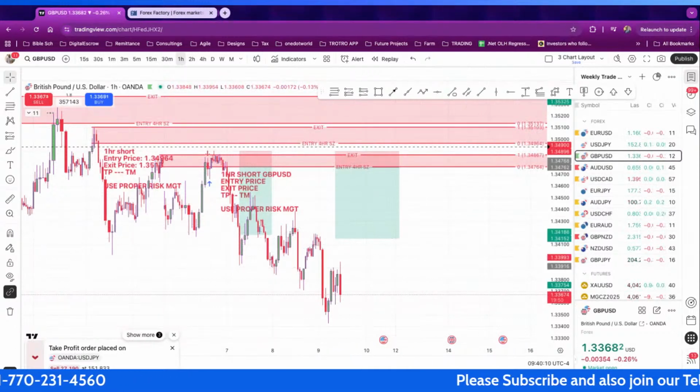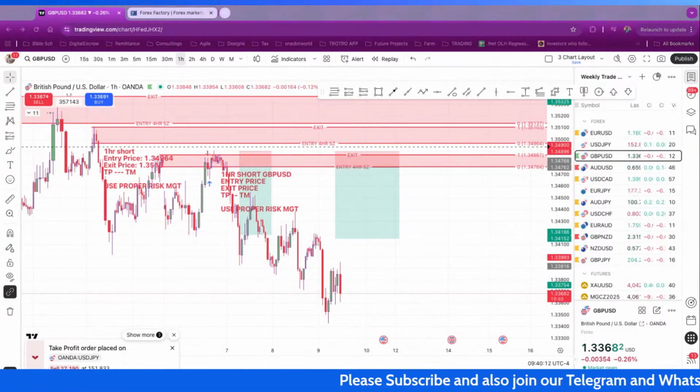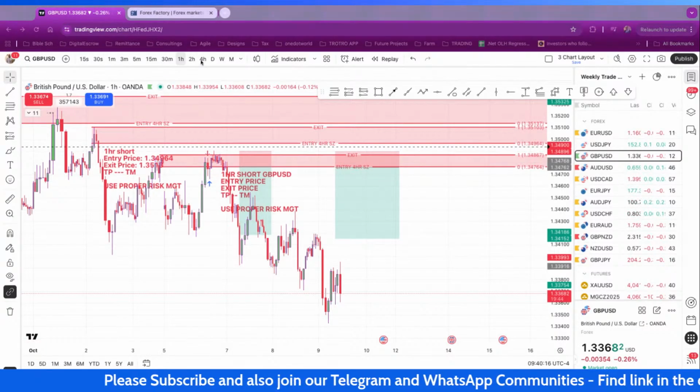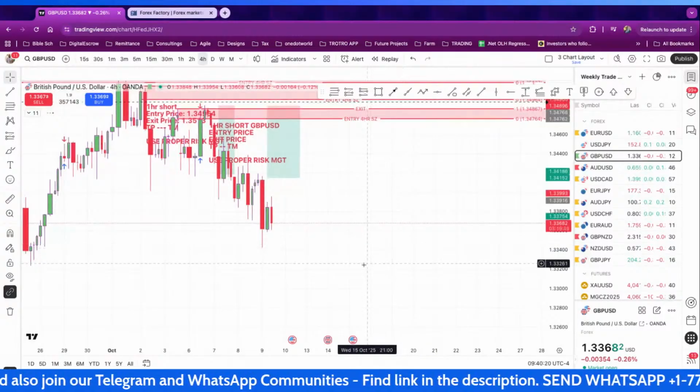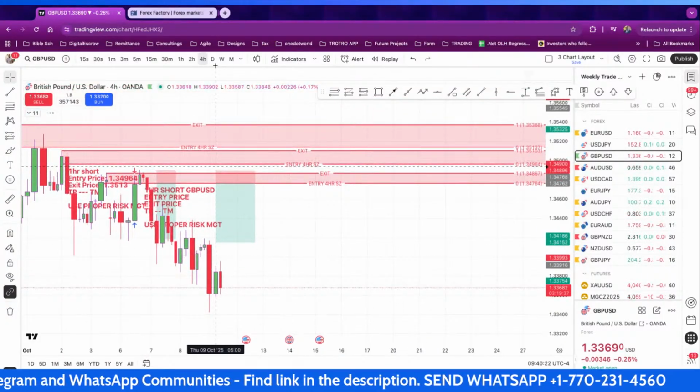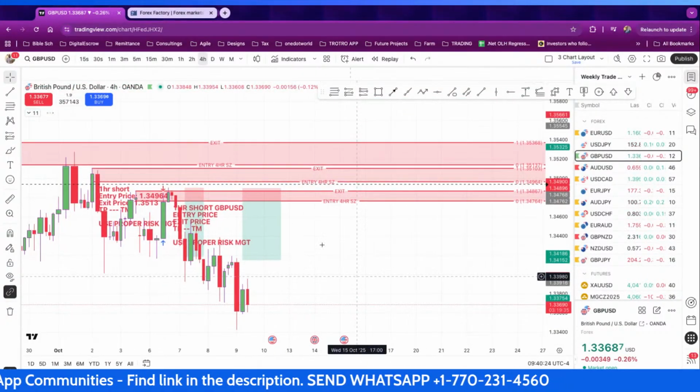GBP USD. Guys, this is also available on the trade grid. By now, you should have taken it. By now, I expect that you should have taken this, right?